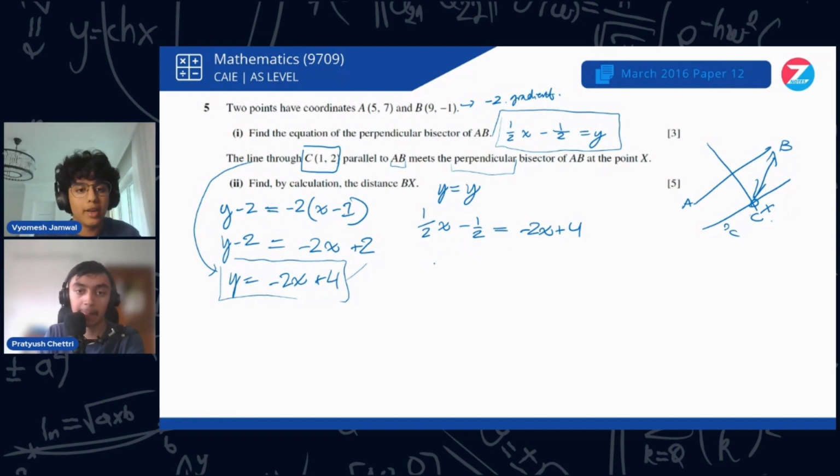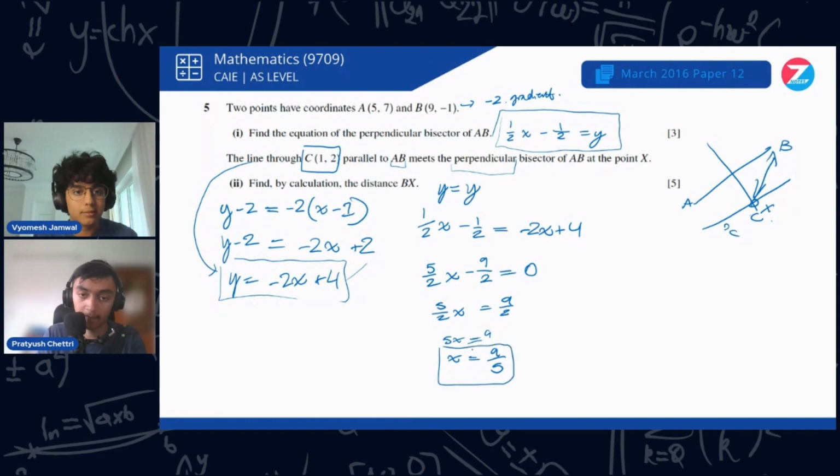So now we arrange this. Minus 2x would go to the left, so it would be 5 upon 2 x. Then the half would go to the right, so it would be plus, so 9 upon 2. So 5 upon 2 x equals 9 upon 2, so x equals 9 upon 5. Simple. So this is point X. We found the x value of point X, which is 9 upon 5.